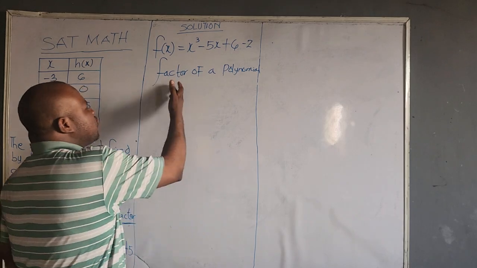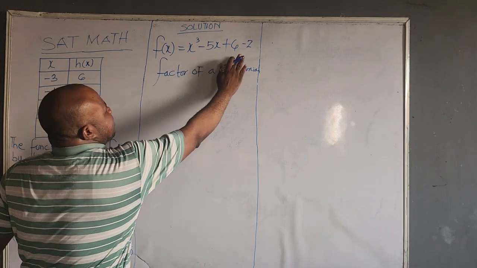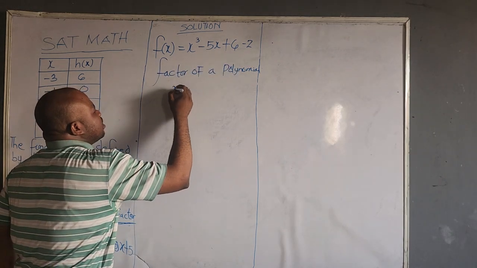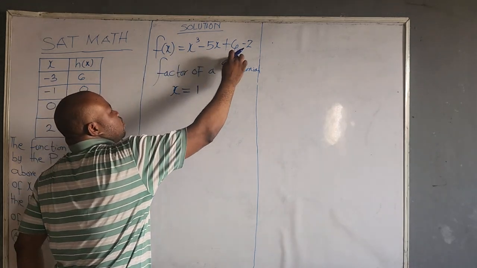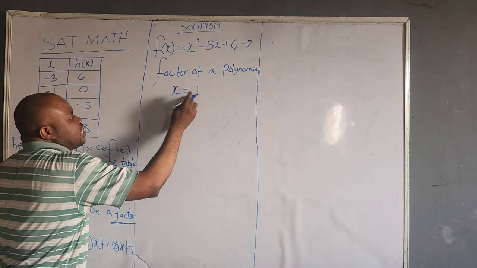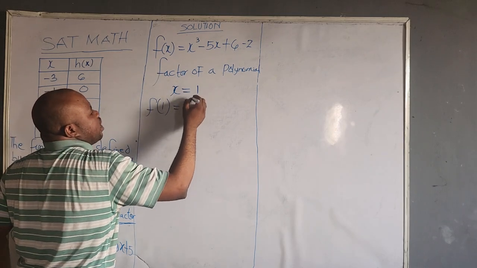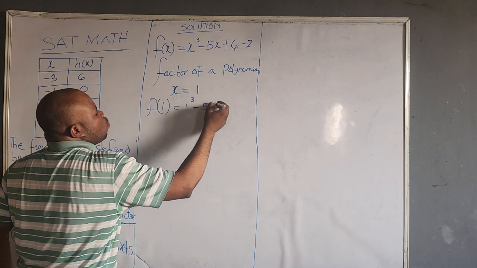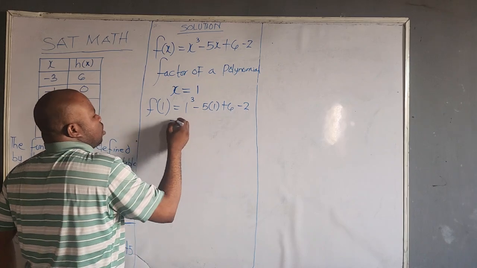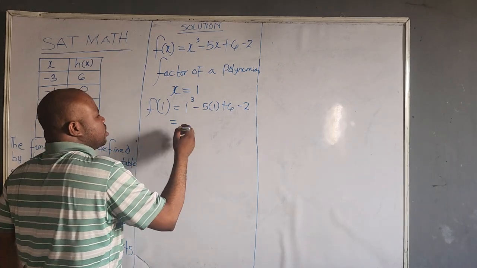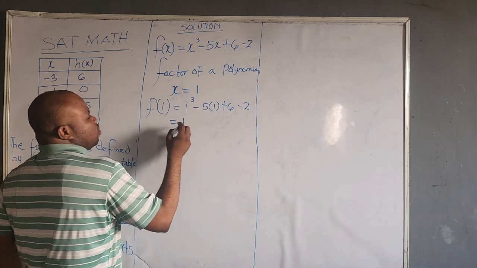For example, using the trial and error method, what is one of the factors of this polynomial? Merely looking at this, I can say when x equals 1. So I want to test if, when x equals 1, this whole polynomial equation will reduce to 0. So then I'll come here and I'll say, since x equals 1, then I'll have f of 1 equals 1 cubed minus 5 times 1 plus 6 minus 2. Now 1 cubed is 1 times 1 times 1. That's going to be 1. I didn't say 3 times 1, I said 1 times 1 times 1, which is 1.